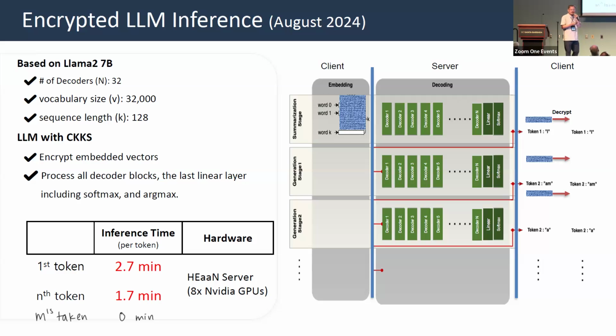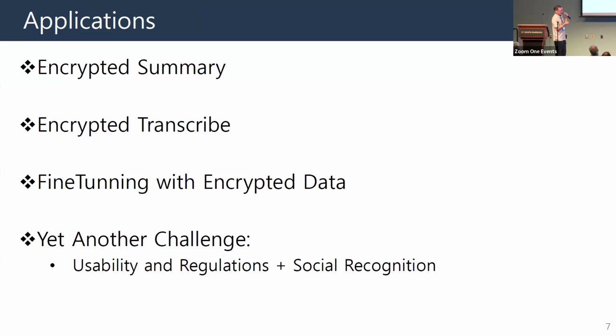It's not real time yet, but it can be used for several applications. For example, encrypted summary and encrypted transcribe. You know, the doctor says something, or a person wants to take notes from a talk, and it can be used. It does not necessarily need to be online. And also fine-tuning is possible with encrypted data. But still, we have several problems to deploy this in the real world.